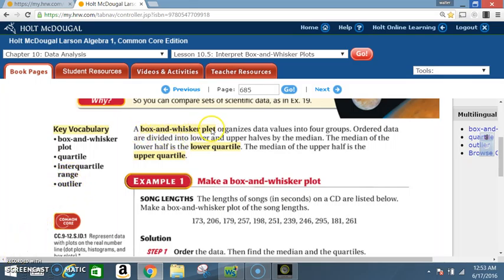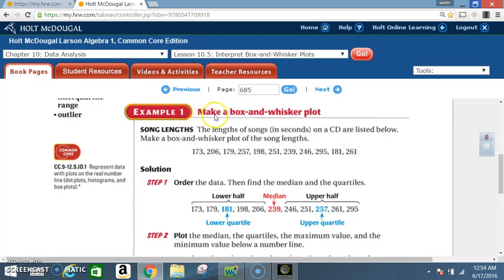A box and whisker plot organizes data values into four groups. Ordered data are divided into lower and upper halves by the median. The median of the lower half is the lower quartile. The median of the upper half is the upper quartile.